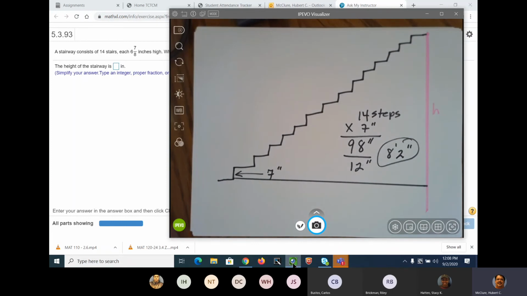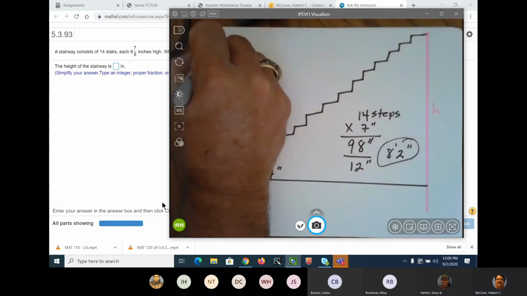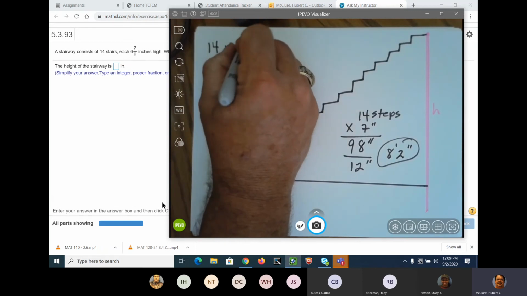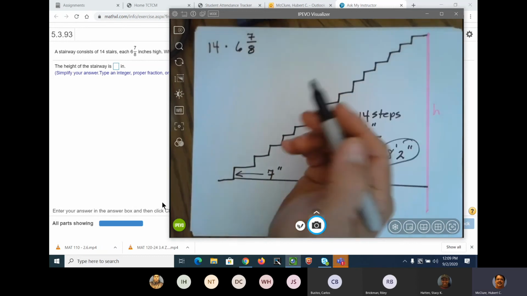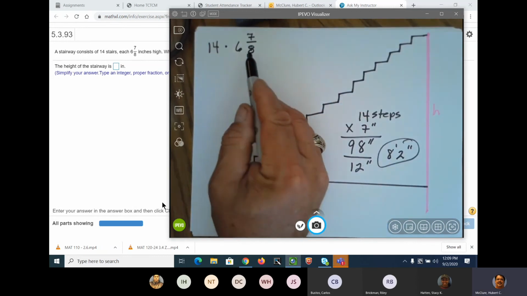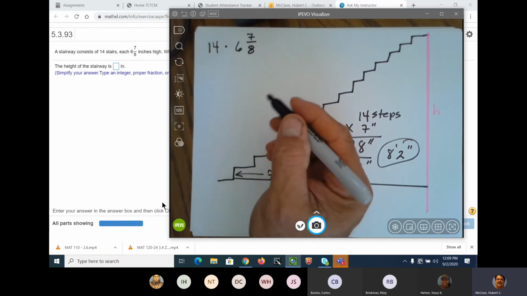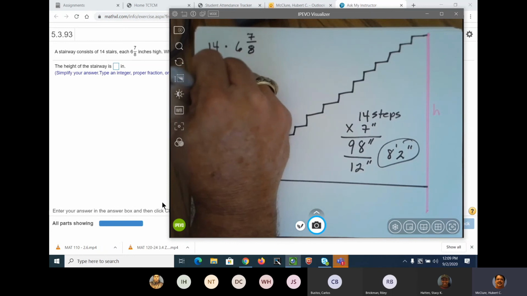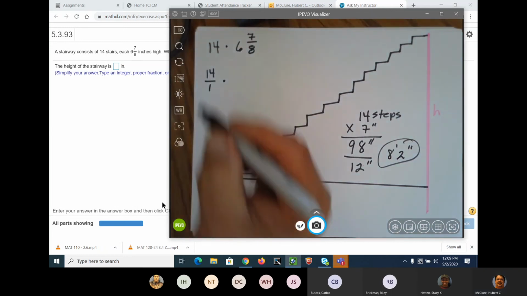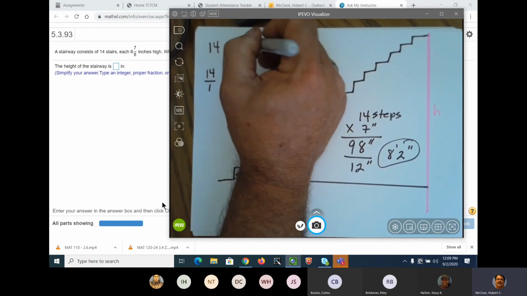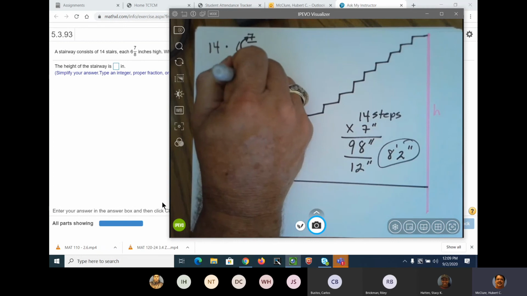Okay. Now, that's not the problem. The problem says 6 7/8. So we're going to multiply 14 by 6 7/8. Adding and subtracting mixed numbers is okay, but when you're multiplying mixed numbers, you need to change it into an improper fraction. So 14/1 multiplied by 8 times 6 is 48, and 48 plus 7 is 55. Somebody check my math. 55/8.